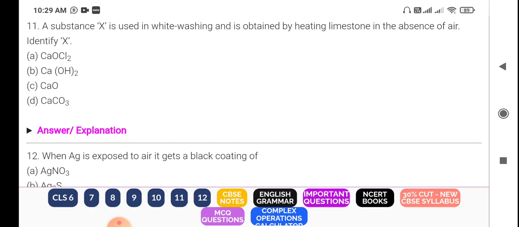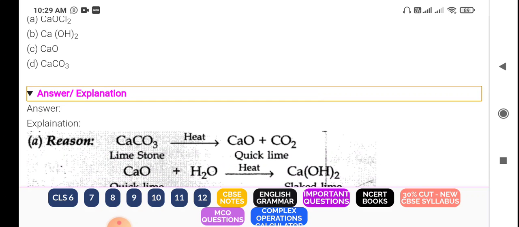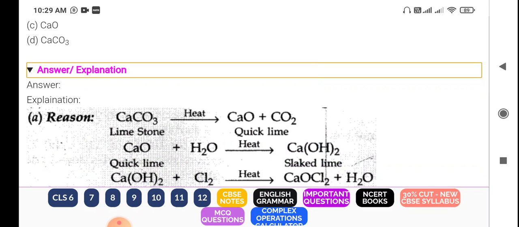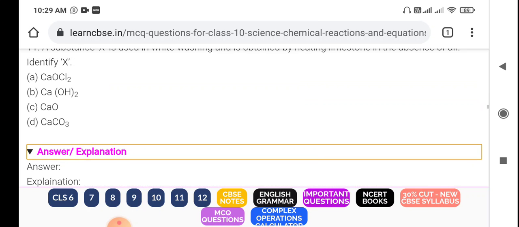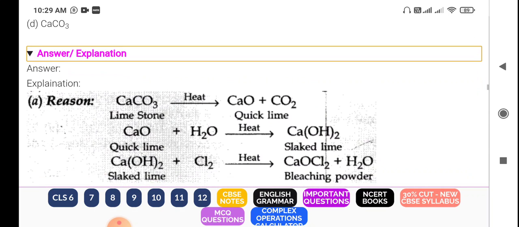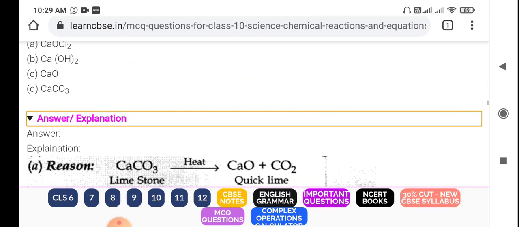11th, a substance X is used in whitewashing and is obtained by heating limestone in the absence of air. Identify X. एक सब्सटेंस X है, वाइट वॉशिंग के लिए उसको हीटिंग किया जाता है, लाइमस्टोन है, absence of air. Identify X. वो क्या है? So that is CaCO3. Explanation. Okay, CaCO3. D is the correct answer. A is CaOCl2, calcium oxychloride, calcium hydroxide, calcium oxide and calcium carbonate. So calcium carbonate, D is the correct answer.